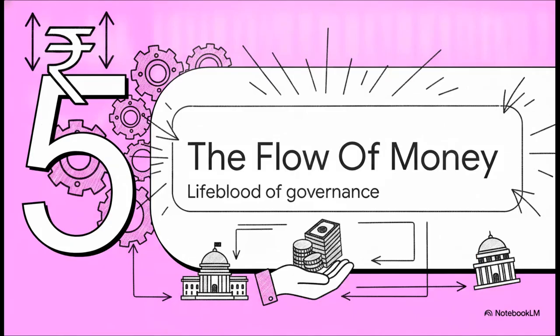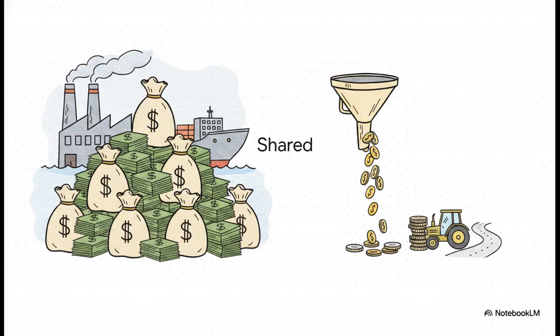Finally, Section 5, the flow of money, literally the lifeblood of governance. Let's follow the money trail, shall we? States mostly collect from localized sources that you might interact with daily. Think VAT, road taxes, or agricultural revenue. But the union? They control the absolute heavy hitters: corporate tax, customs, and stock exchange taxes. And even with shared pools like GST, the collection apparatus still heavily favors the center.